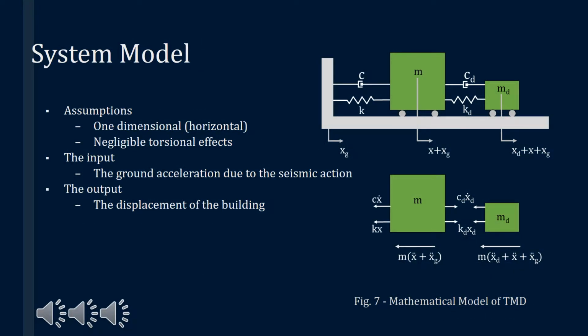To model our system, we consider the motion of the structure only in one dimension. This means, for example, that we did not consider the motion of the building in the vertical direction, and we assumed that the torsional effects on the building were negligible. We used a state-space model approach to model the system. Our input vector is the ground acceleration from the seismic excitation.